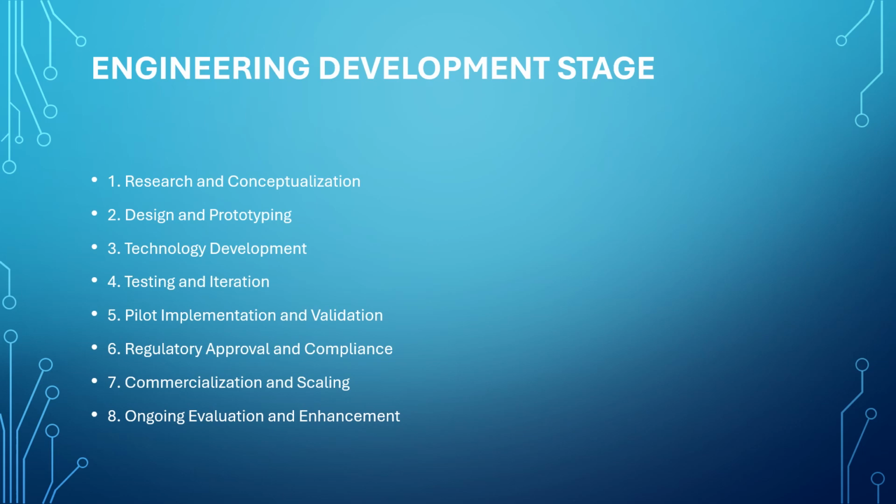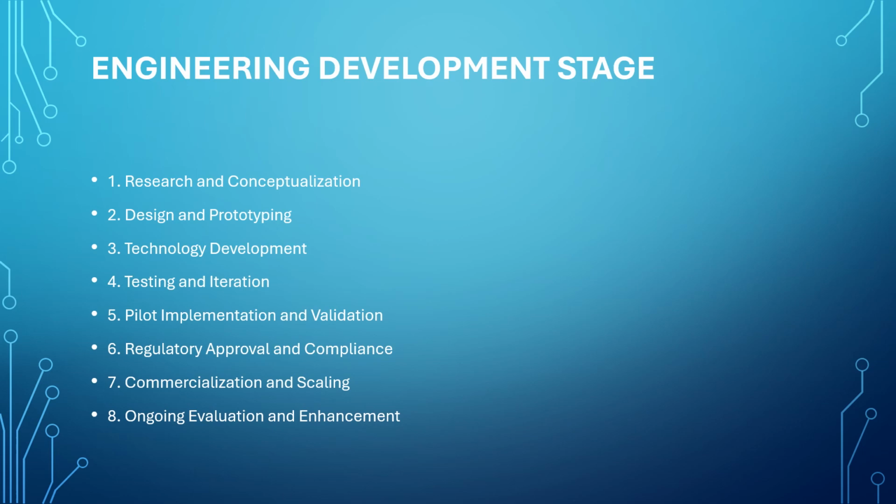The sixth stage is regulatory approval and compliance. So we prepare and submit essential papers for regulatory approval from relevant health authorities, ensuring all compliance criteria are met. Then we obtain certificates that certify the system's safety and efficiency for public usage.